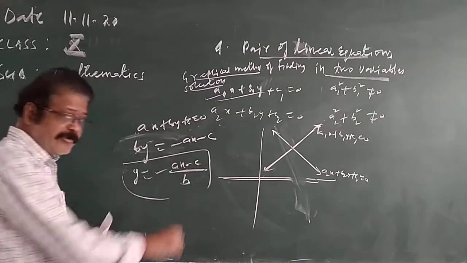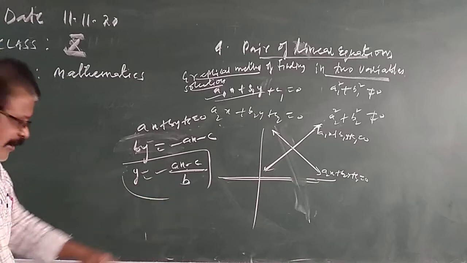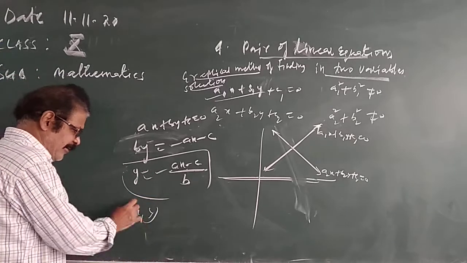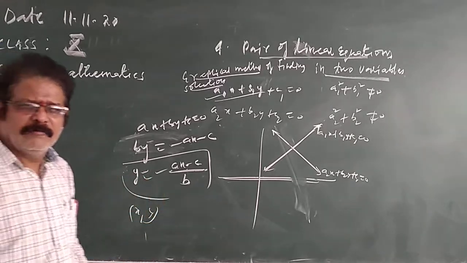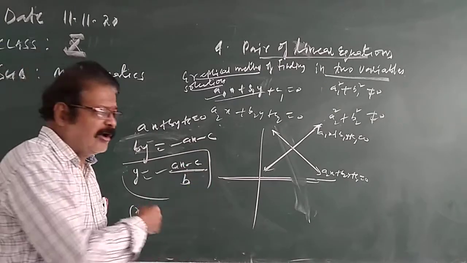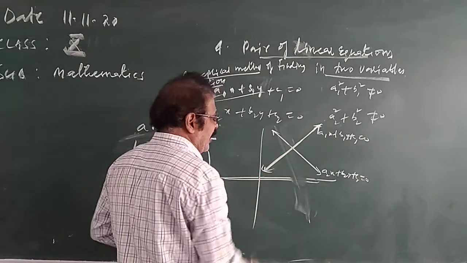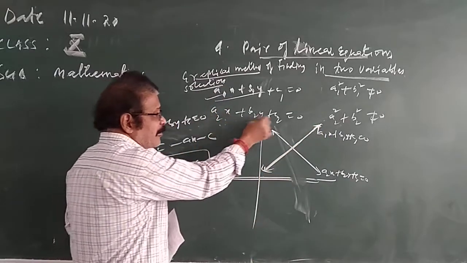You take three positive values of x. When you substitute the three positive values of x in this, we will get y values. You take x and y. This you know already, we learned it in the 9th class. So we list these out, plot all these points, and join all those points, and we get this line. And one more line, a2x plus b2y plus c2 equal to 0.